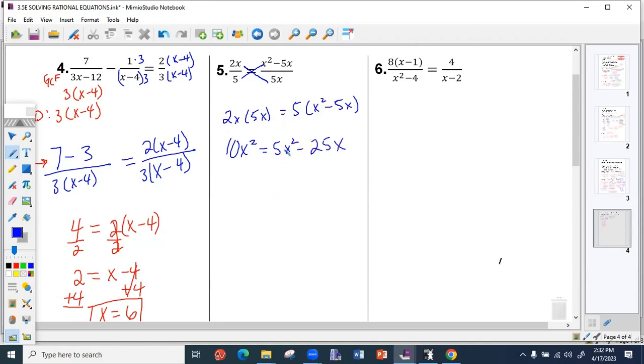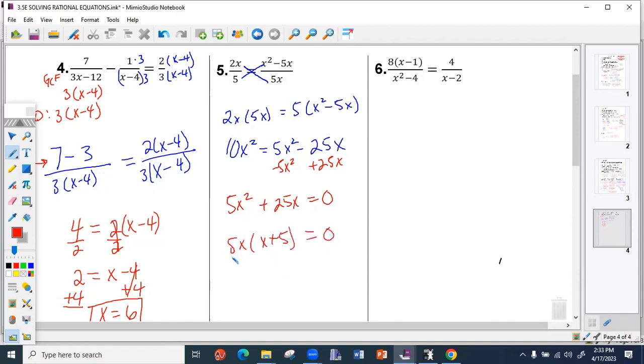Okay, so what I end up here with is 10x squared equals 5x squared minus 25x. We still want to apply zero property here, so we can solve this, which means that we need to get x by itself. So I'm going to subtract 5x squared and I'm going to add 25x. That's going to leave me with 5x squared plus 25x equals 0. In order to solve this, I need to factor, so I can use the zero property. So I'm going to factor out 5x, and I'm left with x plus 5 equals 0.